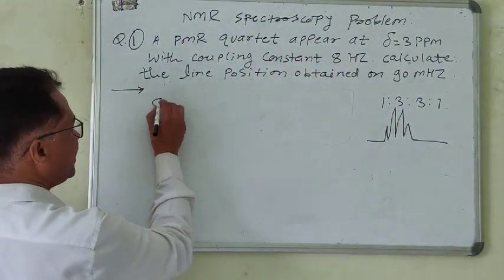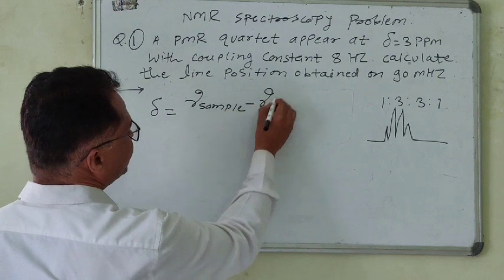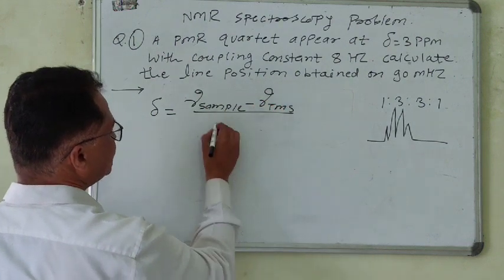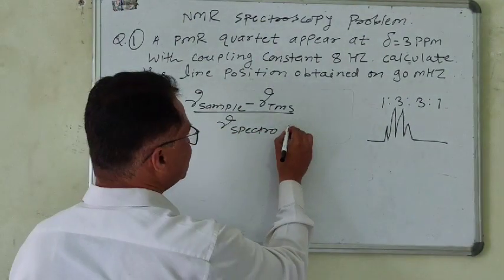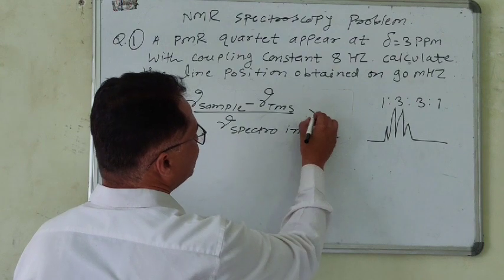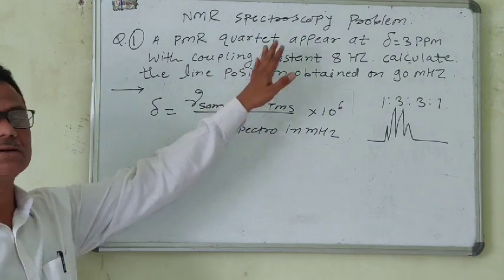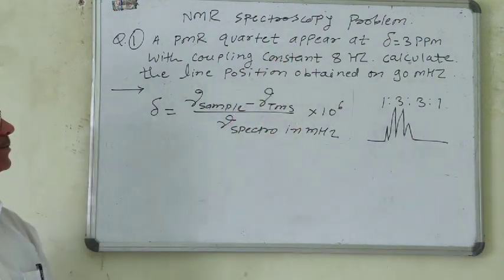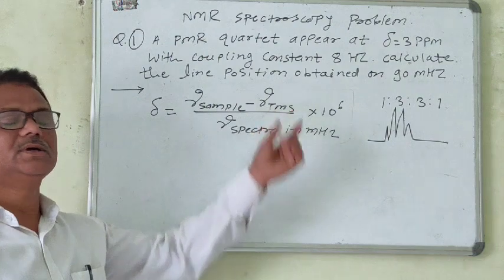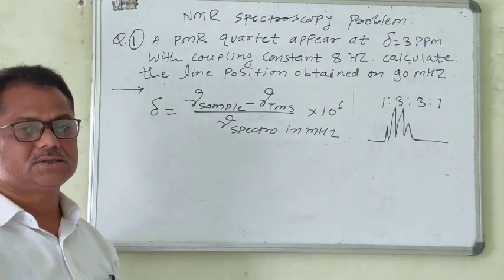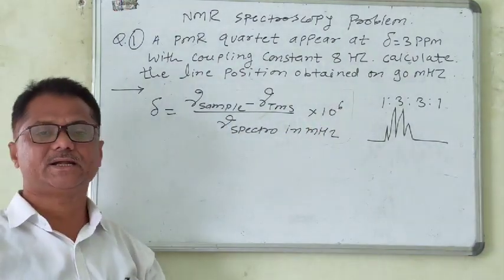So what is the chemical shift formula? Delta is equal to frequency of the sample minus frequency of TMS in Hertz, divided by the spectrometer frequency in megahertz, into 10 raised to 6. What is the frequency of the sample given here? It is not given. We have to find it first. The frequency of TMS is considered as 0 because it is a reference compound, tetramethylsilane. Its delta value is arbitrarily taken as 0. The spectrometer frequency given is 90 MHz.